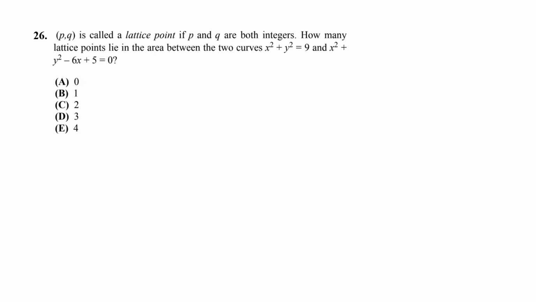Alrighty, for 26, we have PQ is called a lattice point if P and Q are both integers. How many lattice points lie in the area between the two curves x squared plus y squared equals 9 and x squared plus y squared minus 6x plus 5 equals 0? So what is this question asking? Well, it's asking us, really, how many coordinate points are in the intersection of these two curves? So let's graph this out on our calculators.